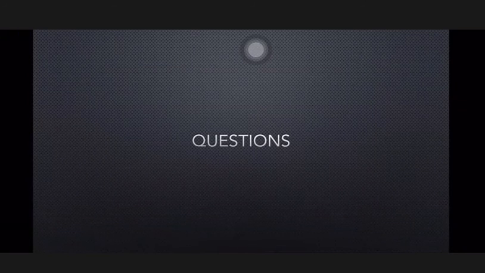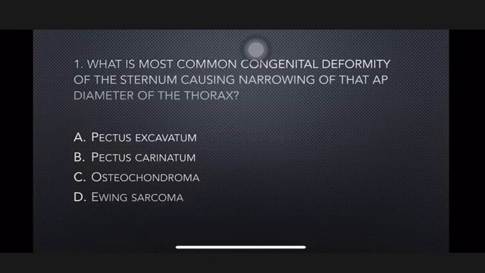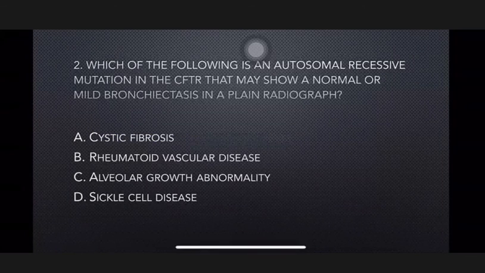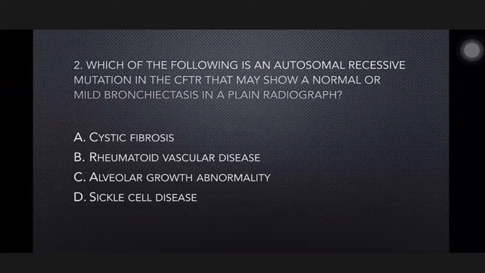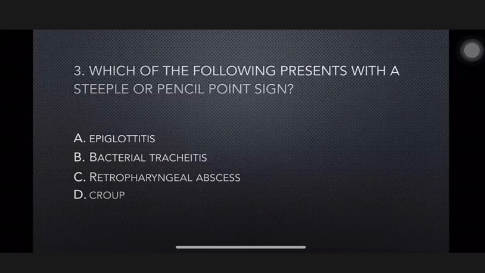What is the most common congenital deformity of the sternum causing narrowing of the diameter of the thorax? So it is pectus excavatum. Which of the following is an autosomal recessive mutation in the CFTR that can show a normal or mild bronchiectasis in a plain radiograph? So the answer is cystic fibrosis. Which of the following presents with a steeple or pencil point sign? So the answer is two.